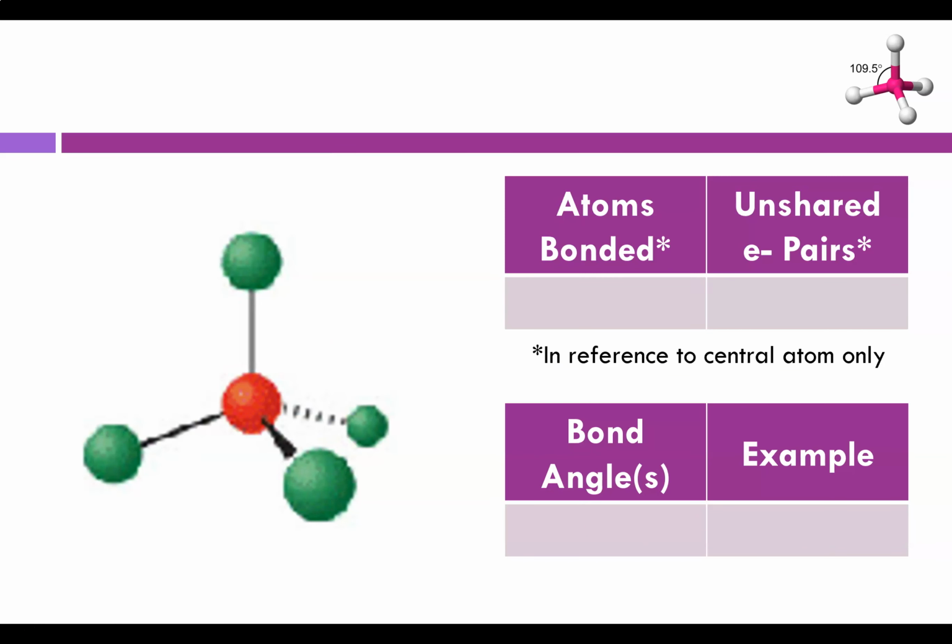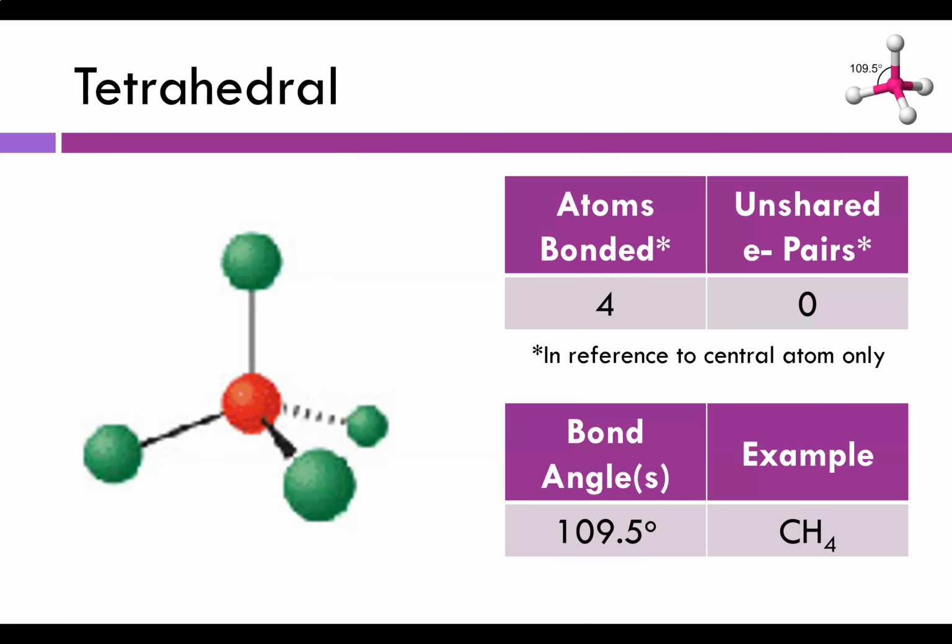Okay, our next shape. This is called tetrahedral. The prefix tetra means four, and there are four atoms bonded to the central atom. There are no unshared pairs of electrons. Our bond angles are 109.5 degrees. A lot of our carbon-containing compounds are going to take on this geometry, as carbon readily forms four bonds. So CH4, methane, is a good example of a tetrahedral molecule. Look, it's right here too.